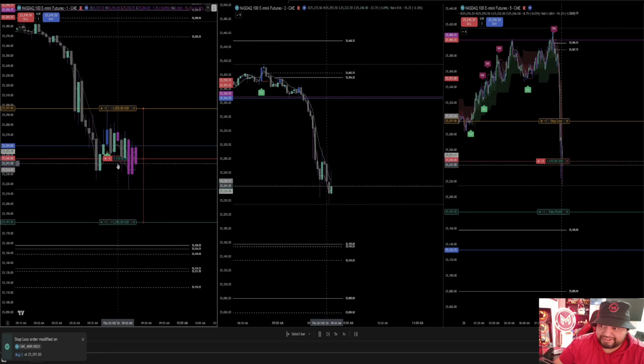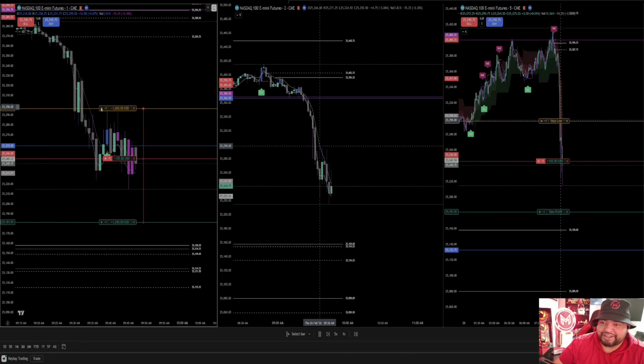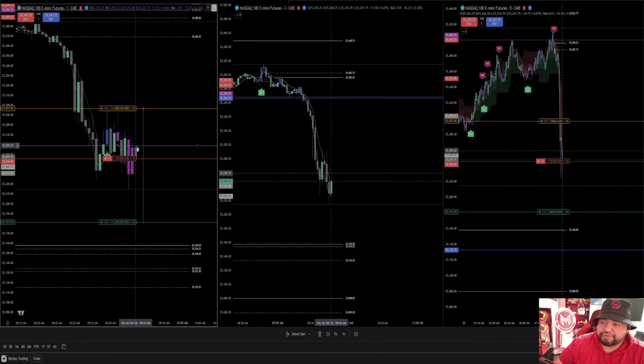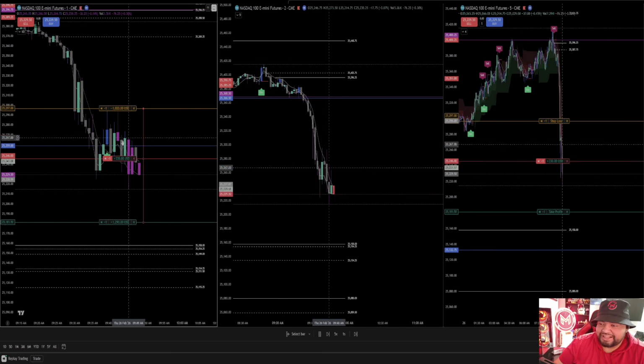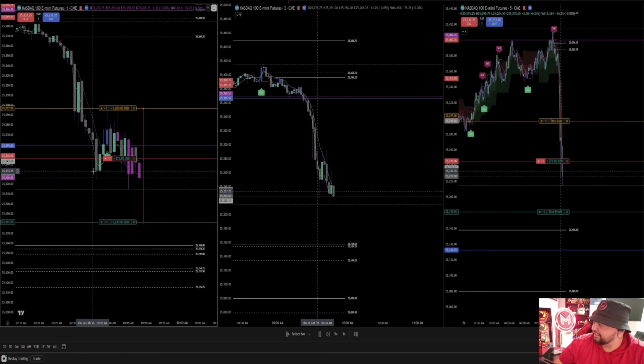Obviously, again, these are minis. I want to be playing minis. This is a much bigger risk than I would personally be willing to take. The better entry is the retest of the lines. 58 would have been a much better entry than 46. This is obviously delayed.